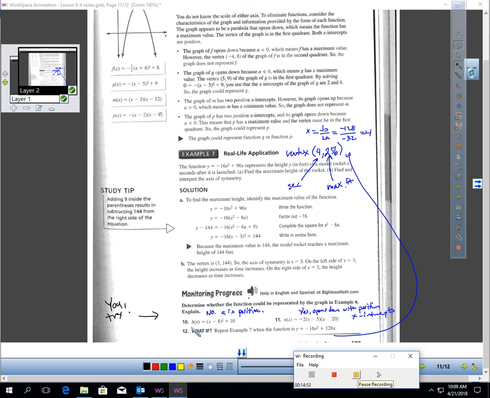And here are the answers. For number 10, this picture can't be 10 because A is positive. 11, this could be the picture because 5 and 20 are positive x-intercepts and it's opening down. And there's my work to get the vertex and the seconds and height of the rocket for number 12.